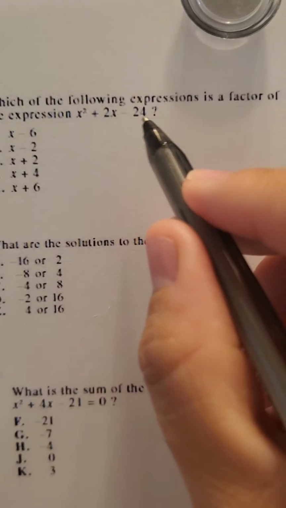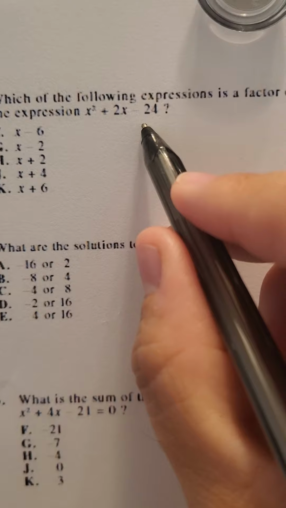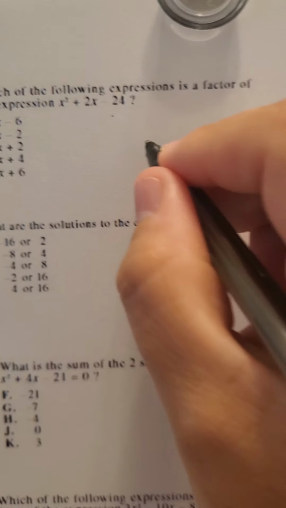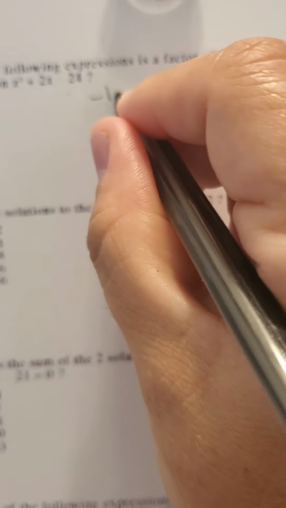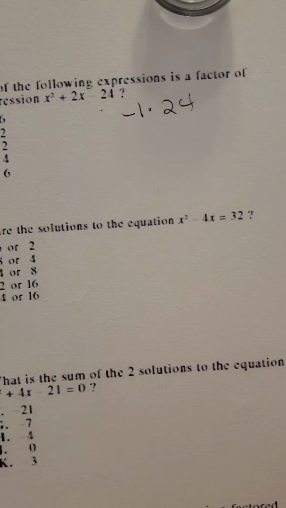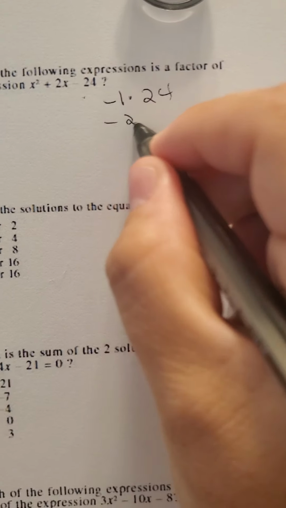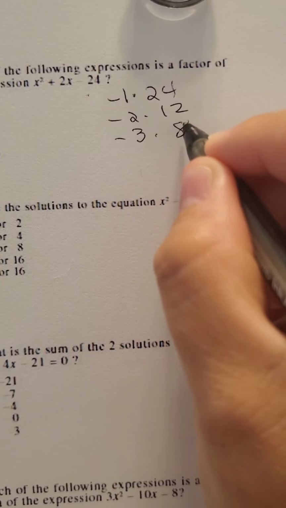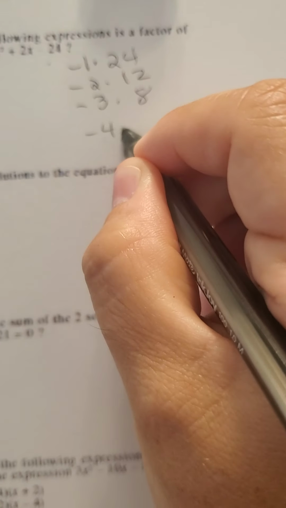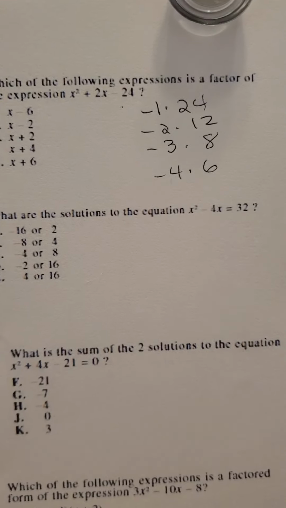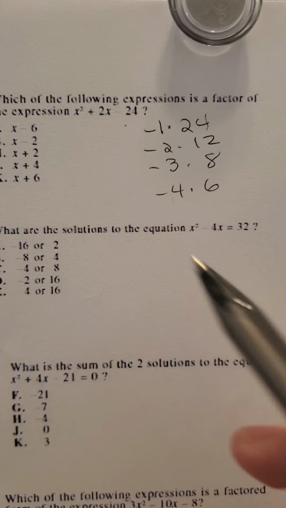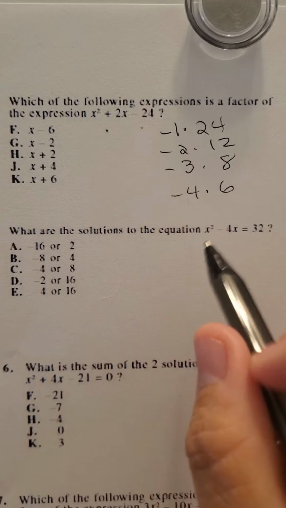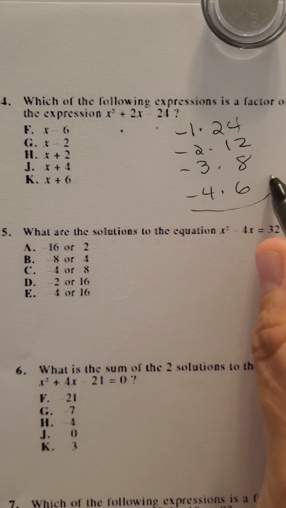So here again, what's going to multiply to give me negative 24? That tells me one's positive, one's negative. So negative 1 times 24 will work, right? And negative 2 times 12. And negative 3 times 8, and negative 4 times 6. There's my options, right? So if I look, I want to get a positive 2 in the middle, so it has to be negative 4 and 6.